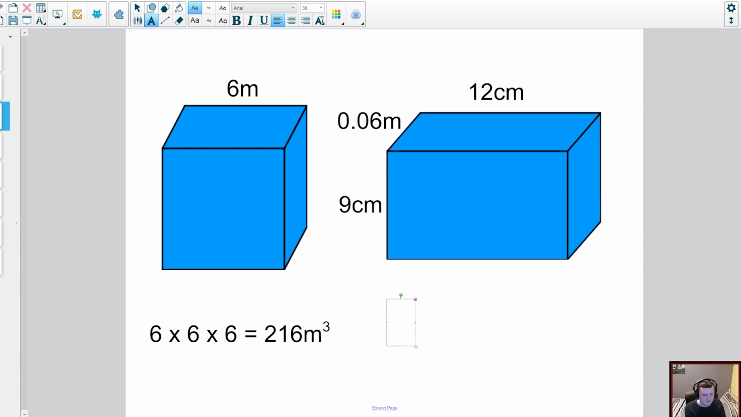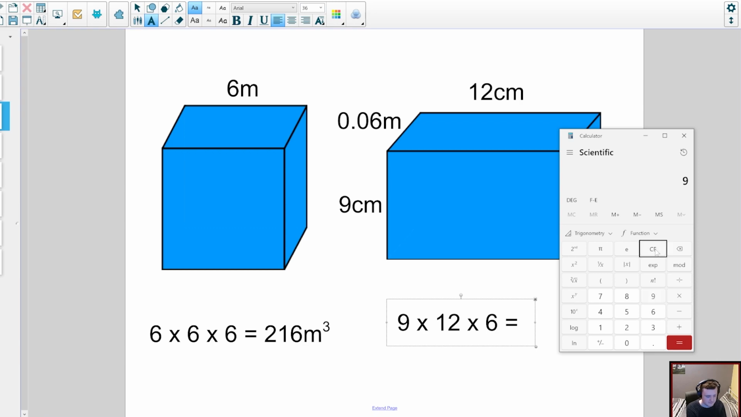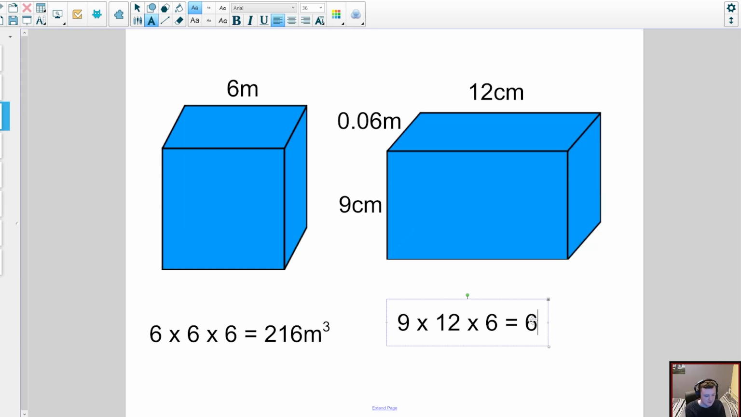So you would think we'd just do 9 times 0.06 times 12, but hang on. We know that this is in meters and this is in centimeters, so we have to convert this to centimeters, and they like to do this a lot where they throw in a random one that's at a different measurement. So we're going to convert this, which should be 6 centimeters if you converted it properly. 9 times 12 times 6 is 648, and so we've got 648 centimeters cubed.